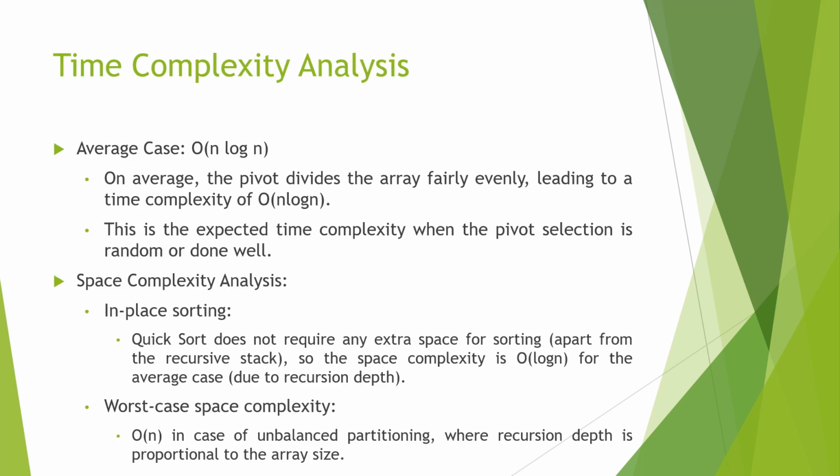In the average case, it gives O(n log n) because we divide the array fairly evenly, and it leads to O(n log n). So this works when you select the pivot randomly from any position of the array.